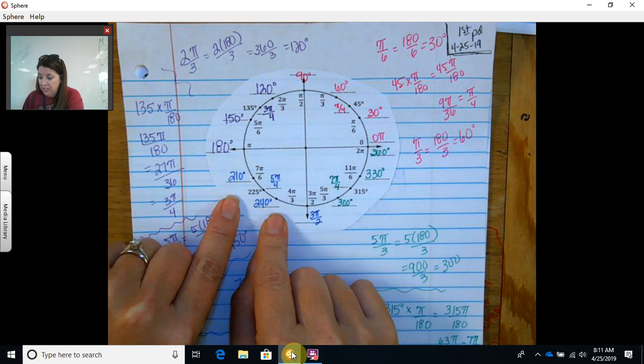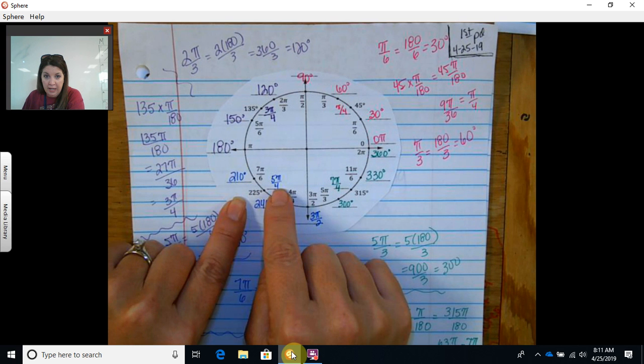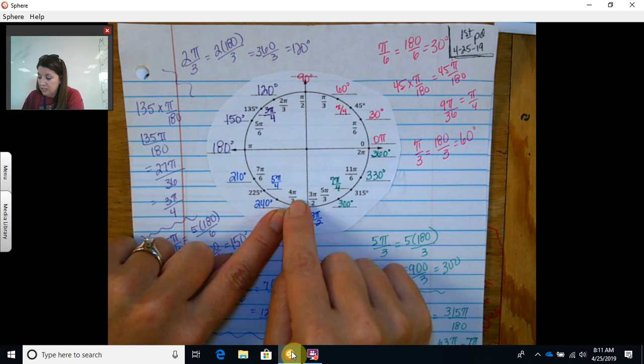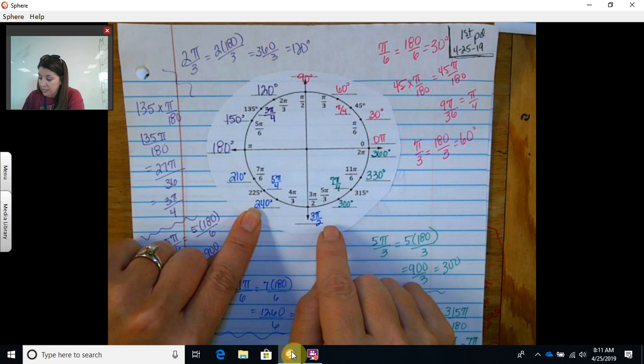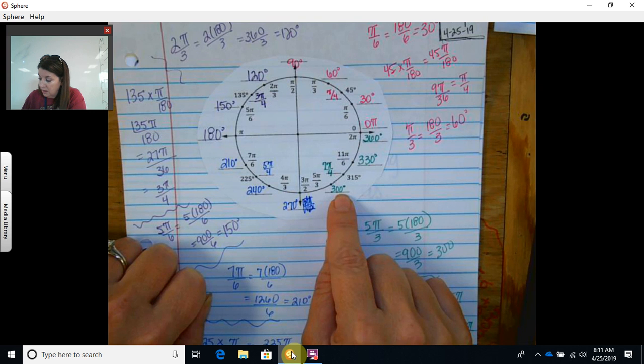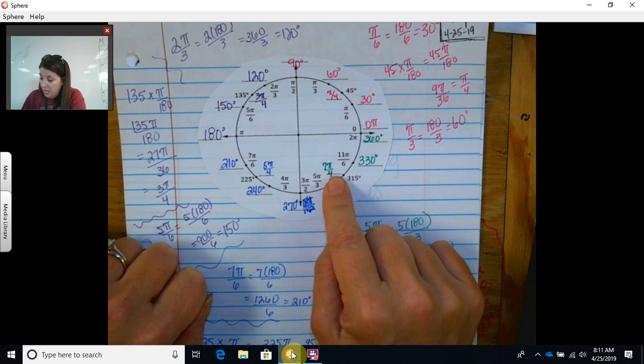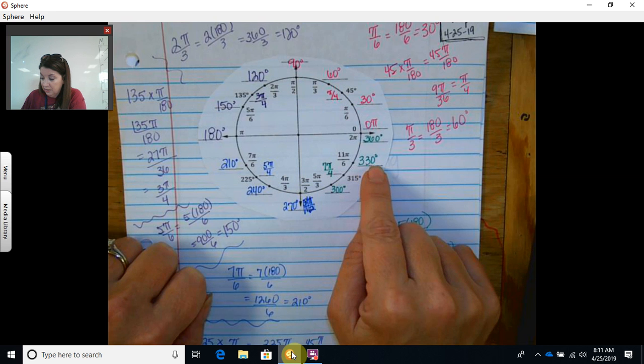Third quadrant, 7π/6 is 210 degrees. 225 degrees is 5π/4. 4π/3 is 240 degrees. 3/2 π is, oh, I wrote 3/2 π. I meant 270 degrees. 5π/3 is 300 degrees. 315 degrees is 7π/4. 11π/6 is 330 degrees. And 2π is 360 degrees.